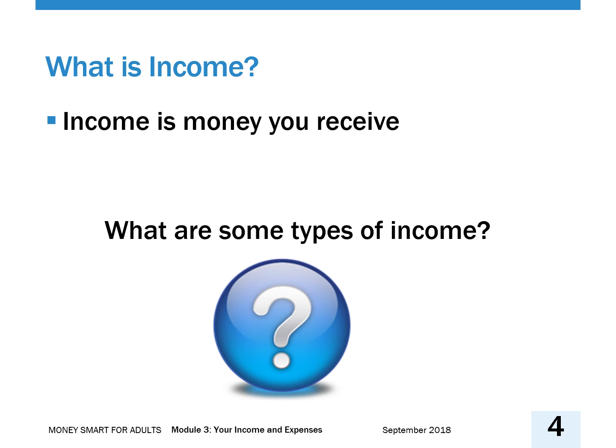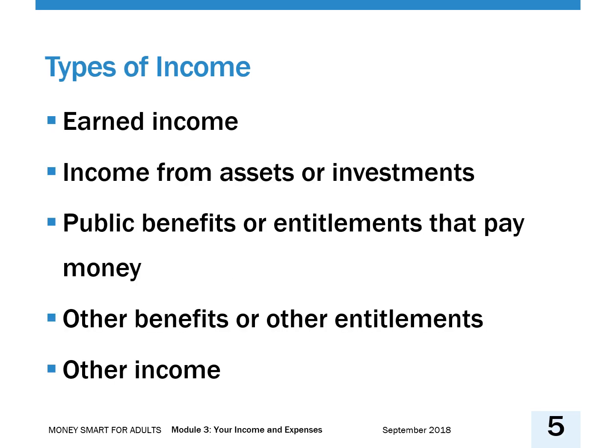What is income? Income is the money you receive. And what are some types of income? You can make a note in your journal. So you may have thought of several different types of income. Here are a few that we'll go over. Earned income: wages from a job, tips, or what you make through self-employment. Income from assets or investments.